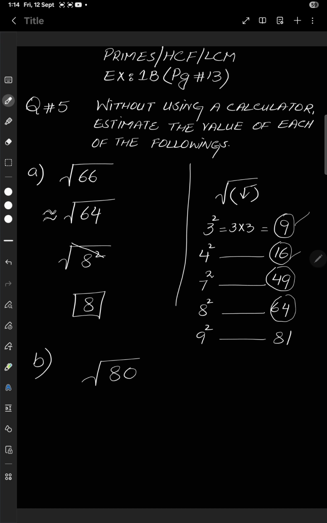तो हम क्या करेंगे, सो 80 इज़ नॉट द परफेक्ट स्क्वायर, बट येस इट इज़ नियरेस्ट टू 81 विच इज़ द परफेक्ट स्क्वायर ऑफ 9, right? 81 की जगह I will write 9 square because this is one and the same thing.